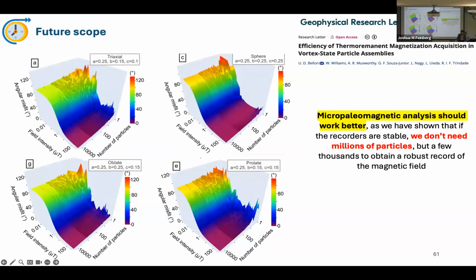And that's basically because, as I mentioned earlier, we now have an idea that if you have stable recorders, you don't need millions of particles. So in here, you see the number of particles, the field intensity, and the angular misfit, basically how far we are from the actual field direction, within the number of particles. And we see that in most cases, and for most magnetic fields, as long as it's not critically low, we can get really good TRM resolution with just a few thousand particles.